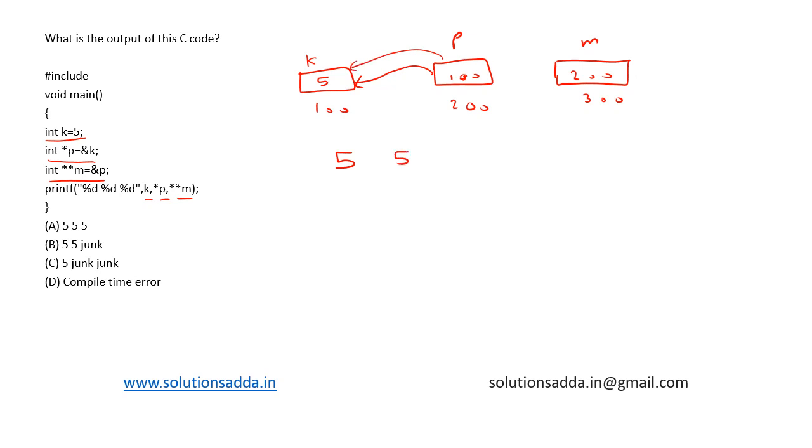Now star m means 200 here, it will point to here. This is star m, which has the value 100. Star m would point to here, that is 5. So 555 would be the output. Based on the options, option A is the correct answer here.